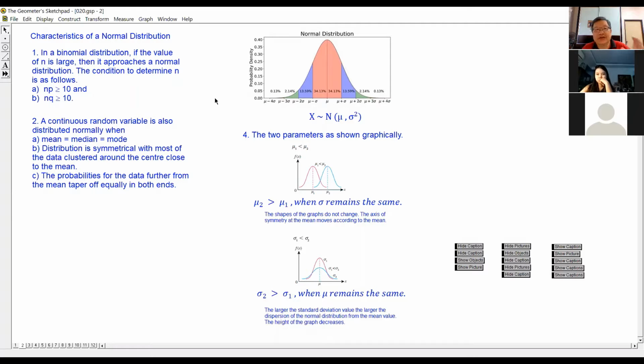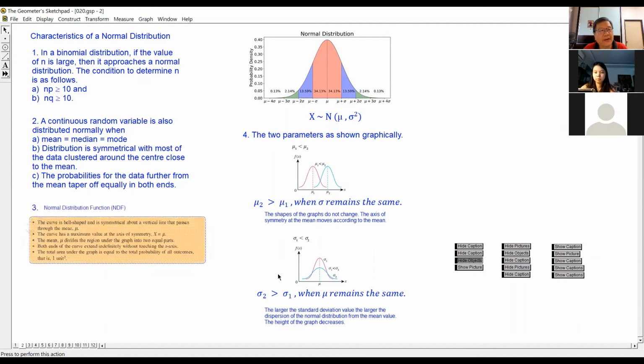Normal distribution graph. Now, this will enable us to find the probability, right? So, what are the properties that are so important? Okay, so number one, the graph is symmetrical about the center line. The center line is the mean, and both sides are symmetrical.